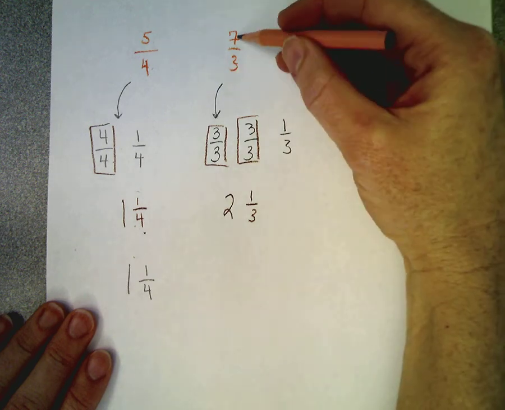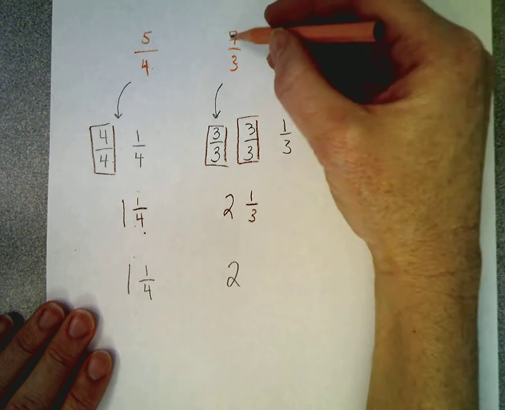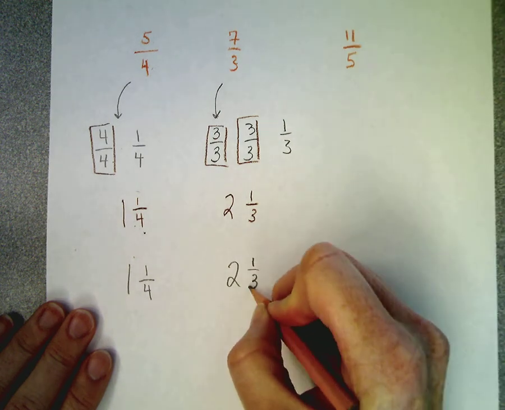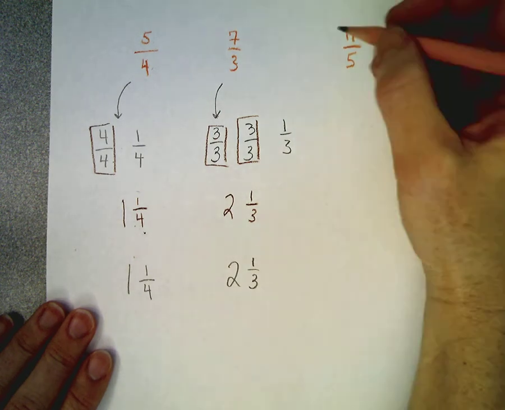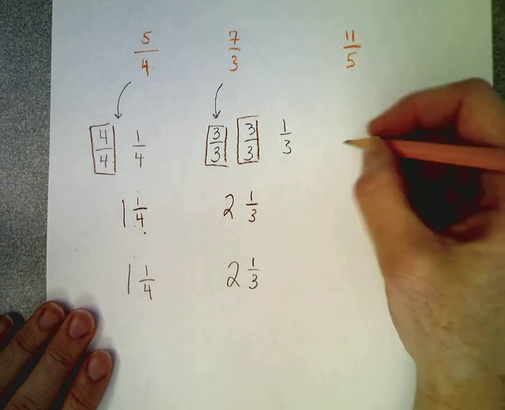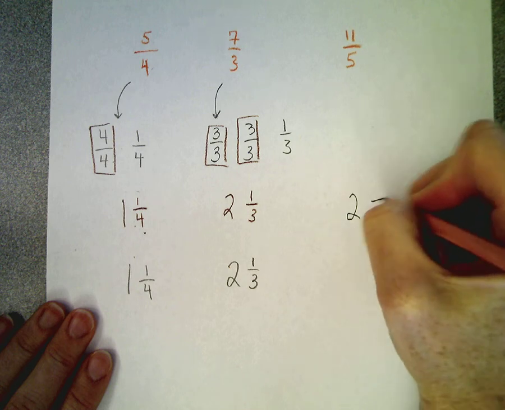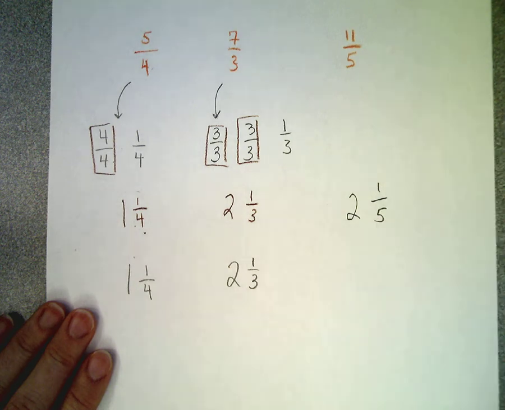How many times does 3 go into 7? It goes in 2 times, because then that gets me to 6. And I need one more to get to 7/3. So I'll do the same thing here. 5 goes into 11. How many times? It goes in 2 times, and one left over to go from 10 to 11. So it's also 2 and 1/5.